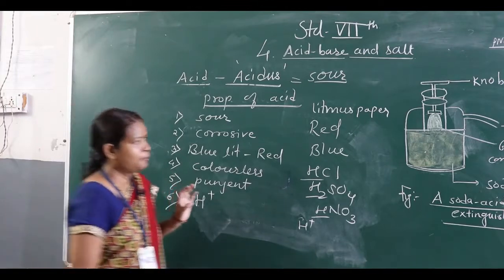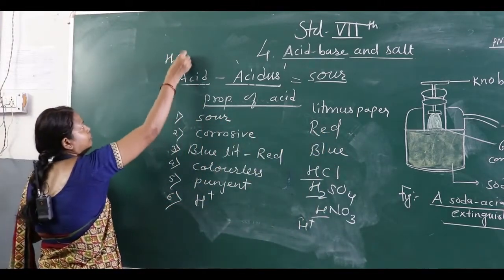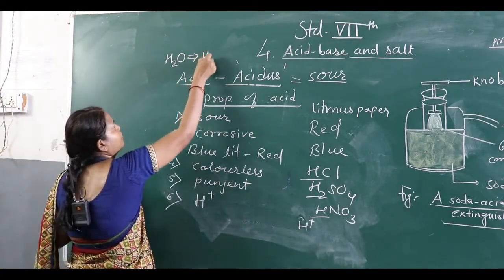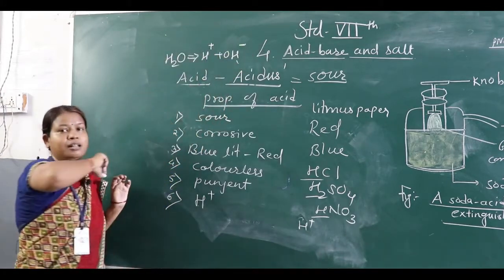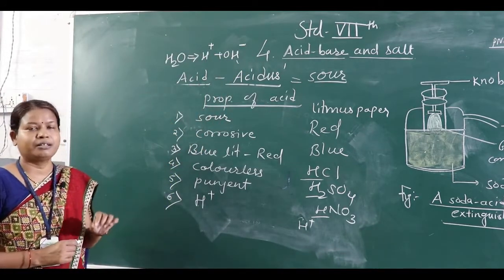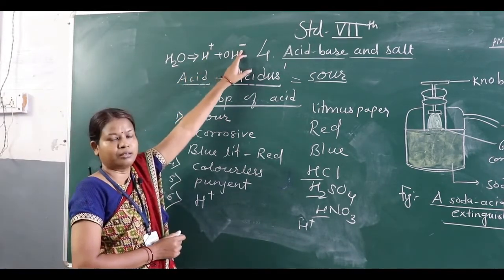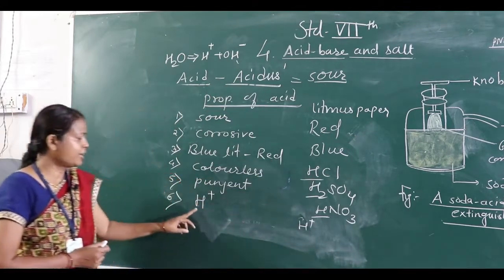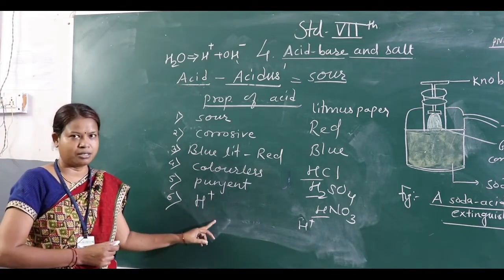For example, if you know the formula of water, this water is made up of hydrogen and hydroxyl ion. So we have to represent the ions as positive ion and negative ion. All the acids contain hydrogen. That's why we represent the acid as hydrogen plus ions.